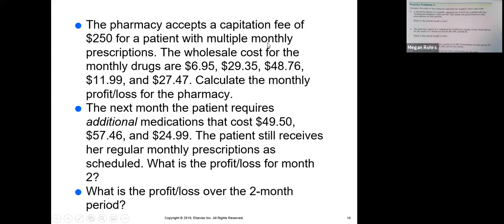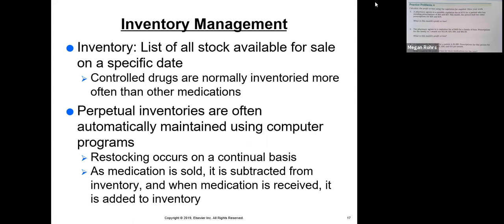If you're wanting to do more examples of capitation fees, practice problems H on page 474 has about 5 examples there that you can go through. I think it's pretty simple. You just take the capitation fee minus the cost of prescriptions. If you're still struggling with that, see me and let me know. I'm not going to go through another example here in the slides. We're just going to jump on over to the next concept, which is inventory management.